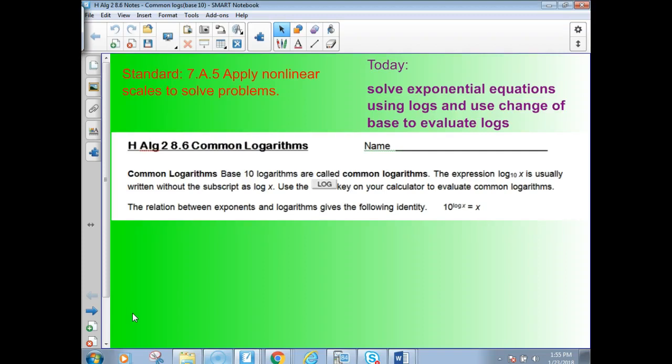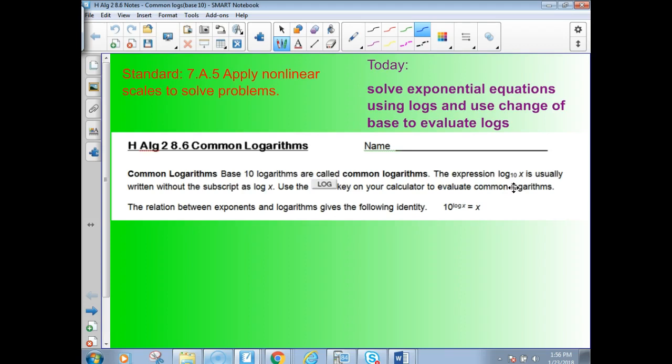All right, so this is section 8.6. We're doing 8.6 and 8.7, solving equations with common logarithms and natural logarithms. First, we're starting off with common logarithms, which are base 10 logarithms. Those are the ones that are on your calculator. So common logarithms, base 10 logarithms, are called common logarithms.